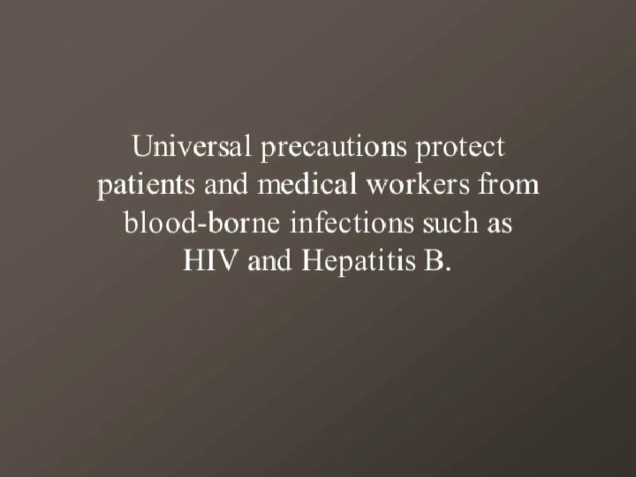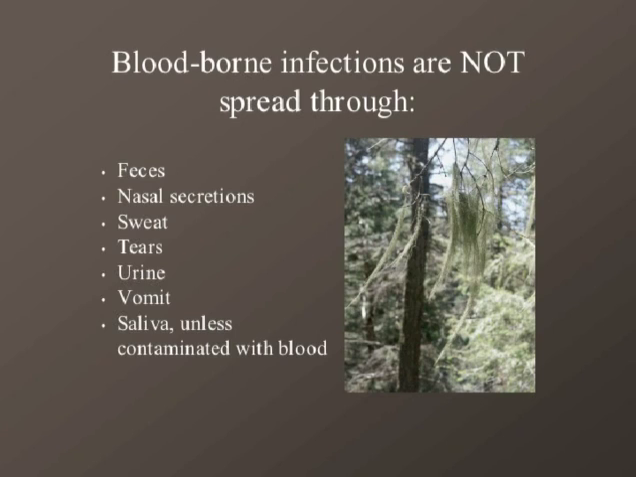Universal precautions are designed to protect the patient and the medical worker. They provide protection from blood-borne infections such as HIV and hepatitis B. These infections are spread through blood, semen, vaginal secretions, and the other body fluids mentioned earlier in this segment. They are not spread through feces, nasal secretions, sweat, tears, urine, vomit, or saliva unless it has been contaminated with blood, such as when dental work is performed.